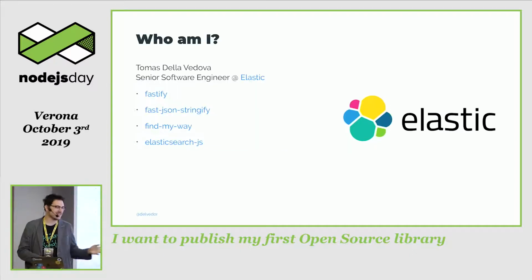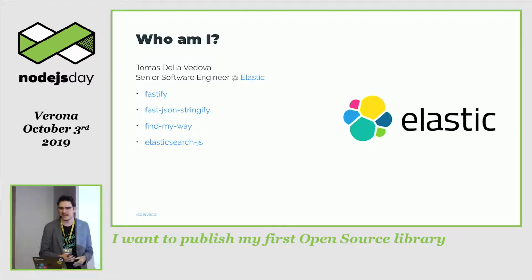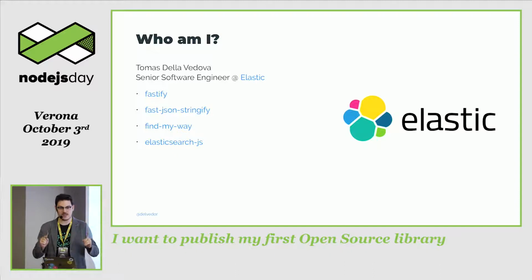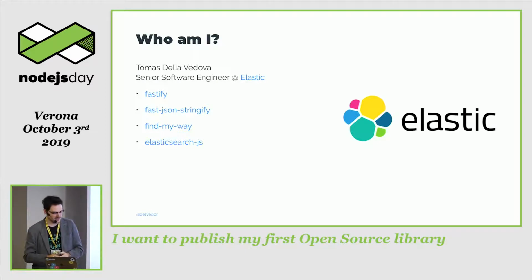So, I'm Thomas, as you can hear from my accent, I'm from Italy. I'm actually very close to Friuli. And one thing to say, Ribolla Gialla is better than Prosecco. Sorry about that. And I won't talk about tiramisu.